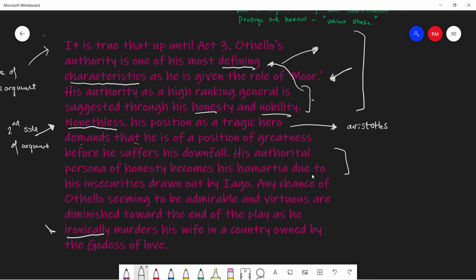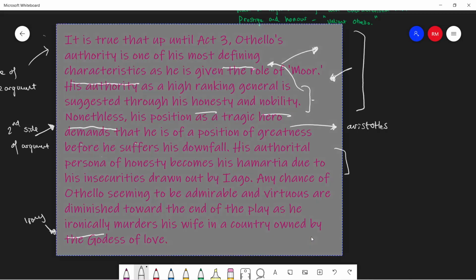So here we're showing this irony, and we actually state the irony right here. It's almost funny that Othello's greatest characteristics have led to his downfall, because his insecurities have been drawn out by Iago. So any chance of Othello seeming to be admirable and virtuous is diminished toward the end of the play, as he ironically murders his wife in a country owned by the goddess of love.